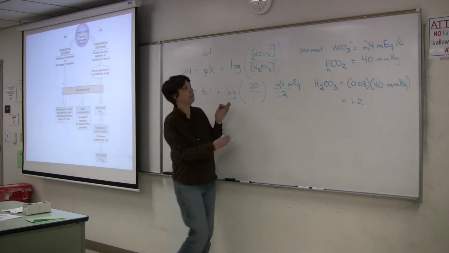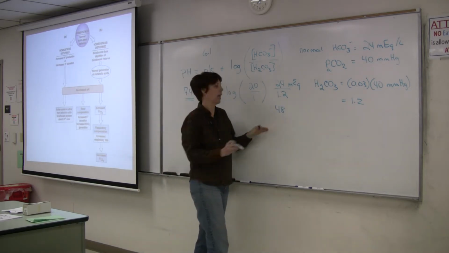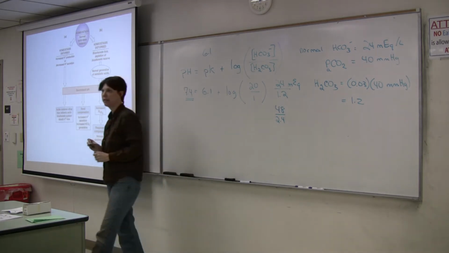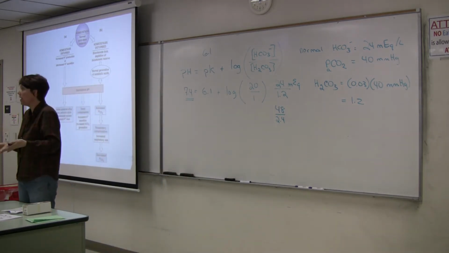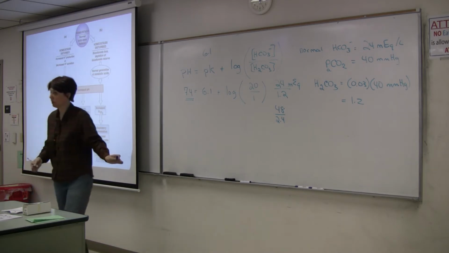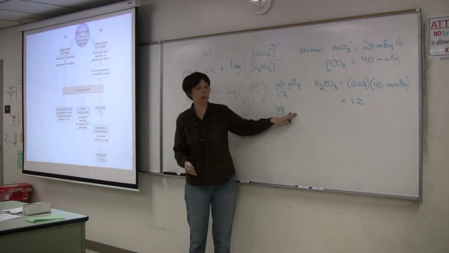Now what about if my bicarbs are 48 and my carbonic acid is 2.4? What's my pH going to be? It's still going to be 7.4. Are my values normal for bicarb and carbonic acid? No, but my pH is normal because my ratio is the same.